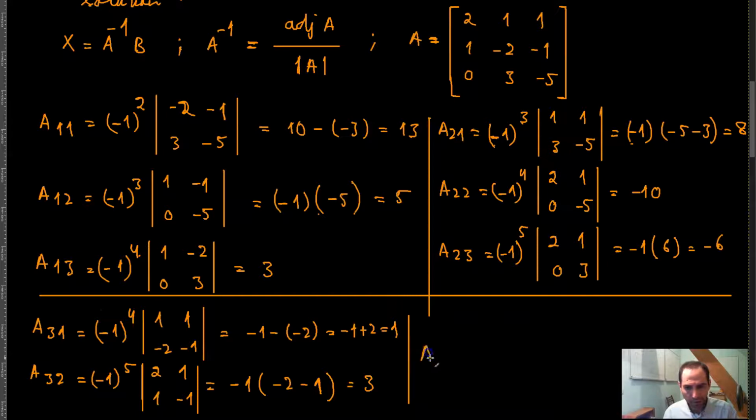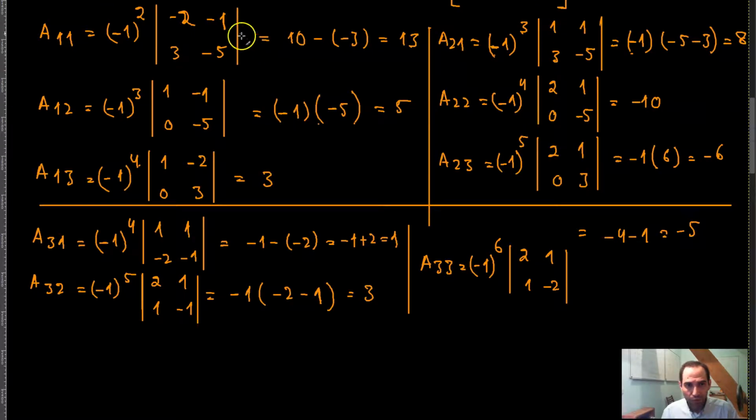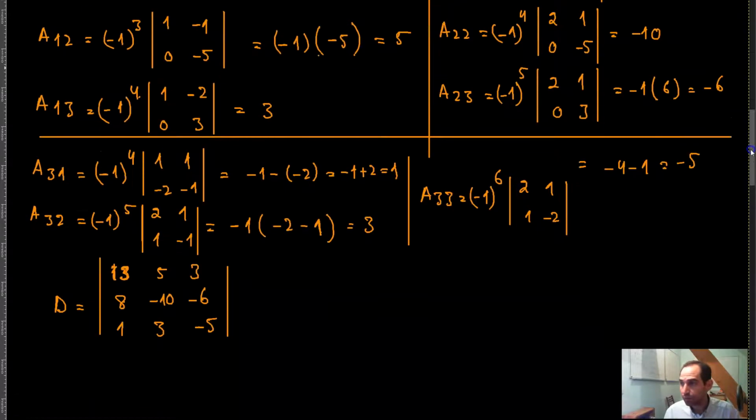And finally, A of 3, 3 is equal to negative 1 raised to the 6th power times the determinant. Delete this column, delete this row: 2, 1, 1, negative 2, which will give you 1 times negative 4 minus 1, which is equal to negative 5. Now, I will write all of these numbers arbitrarily in some matrix, for example D: 13, 5, 3, 8, negative 10, negative 6, and then 1, 3, and negative 5. That is the matrix that we get.